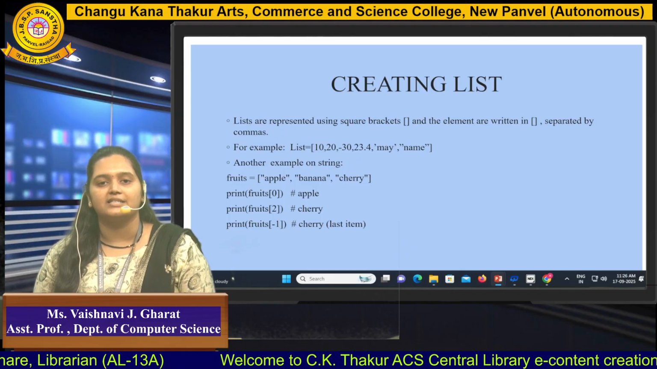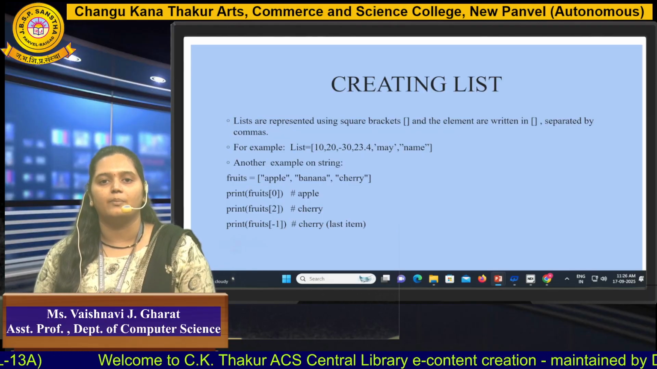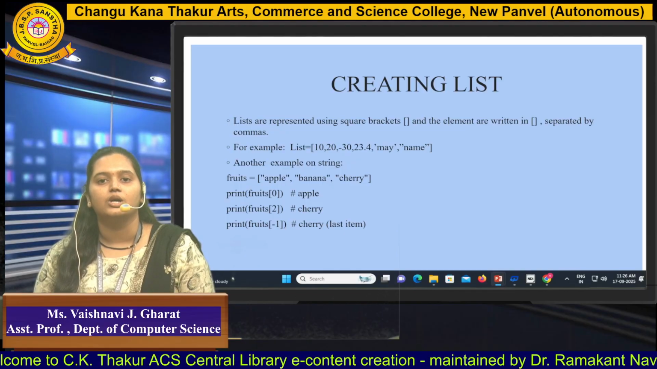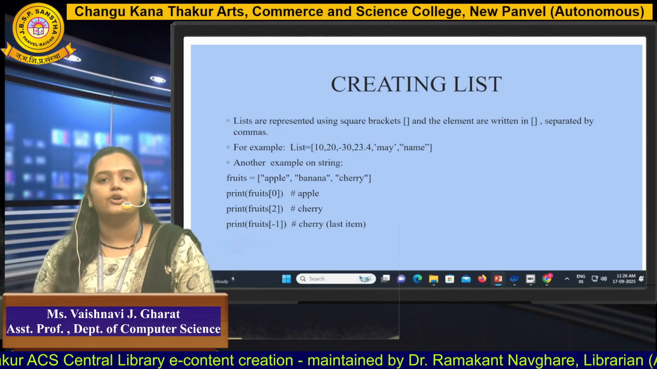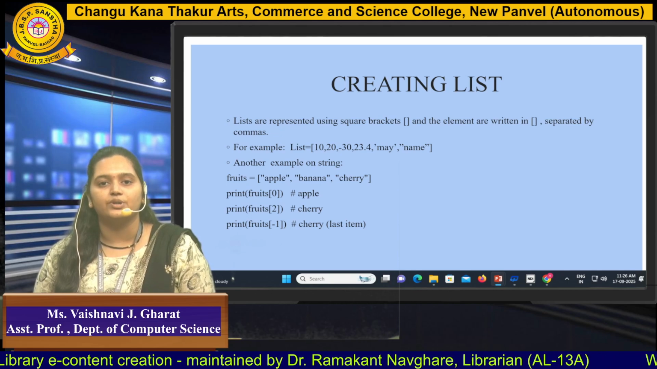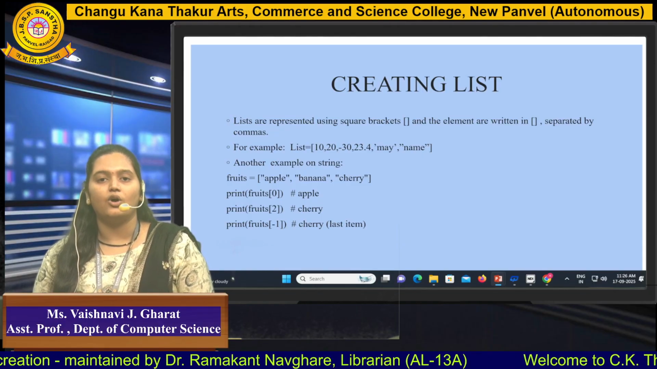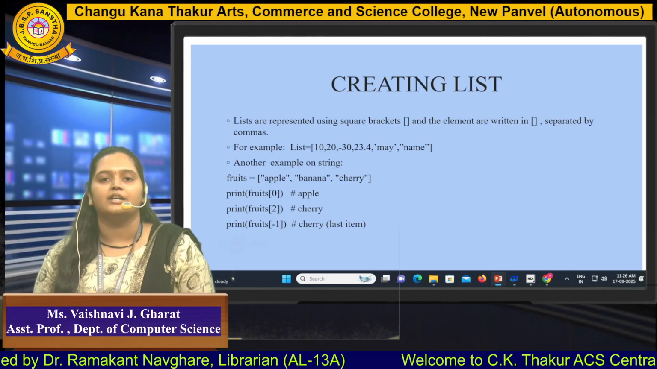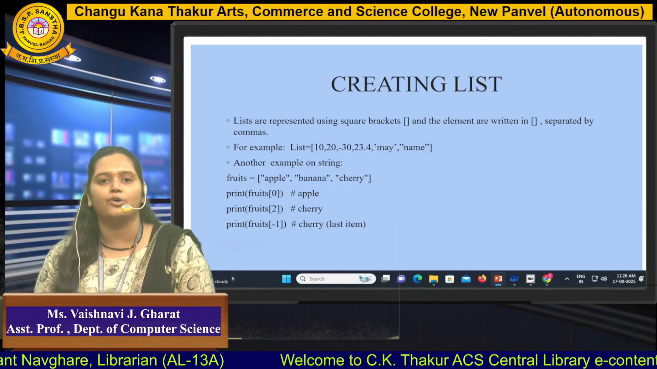For example, as I explained, list equals 10, comma 20, comma minus 30, comma 23.4, comma May, and comma name. All types of data are included: integers, positive numbers, negative numbers, words, strings. All types of data we can use in a list. A list starts with a square bracket, ends with a square bracket, and is separated with commas.